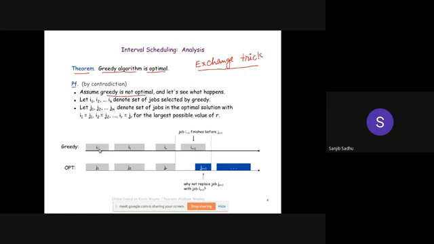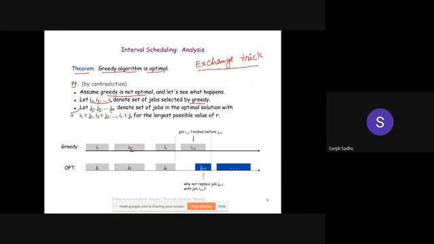See, I have a solution I1, I2, I3, dot dot dot, IR minus one, IR, IR plus one, dot dot dot, up to IK. So this is the set of jobs selected by our greedy algorithm. Now there also exists a set of jobs in the optimal solution. Let them be J1, J2, dot dot dot, JM, the set of jobs.